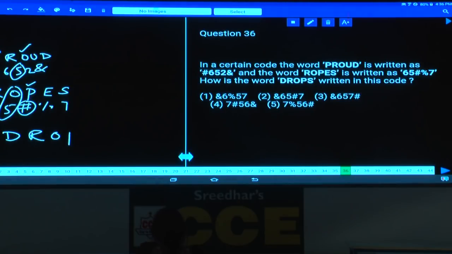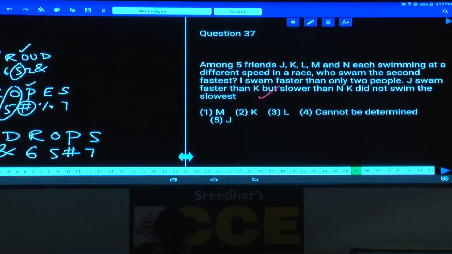DROPS. For D it is N, R it is 6, O is 5, and P is hash, and S. What is S here? S is 7. Then what is your answer? N65 hash 7. N65 hash 7, choice 2. Question number 36. Then question number 37.